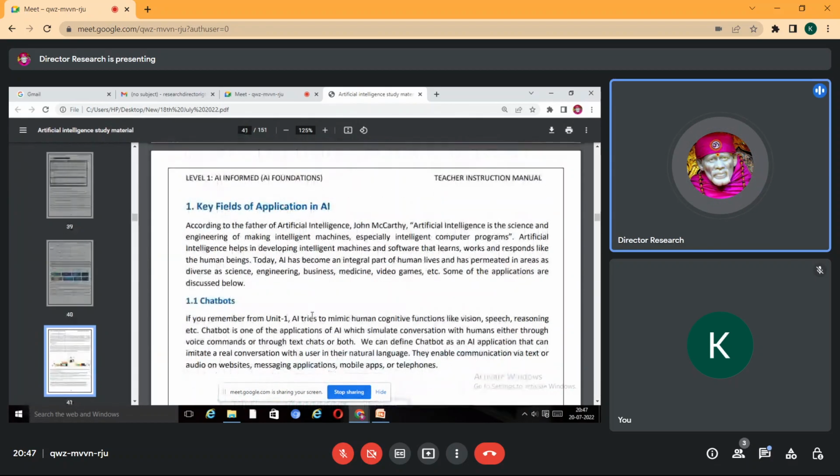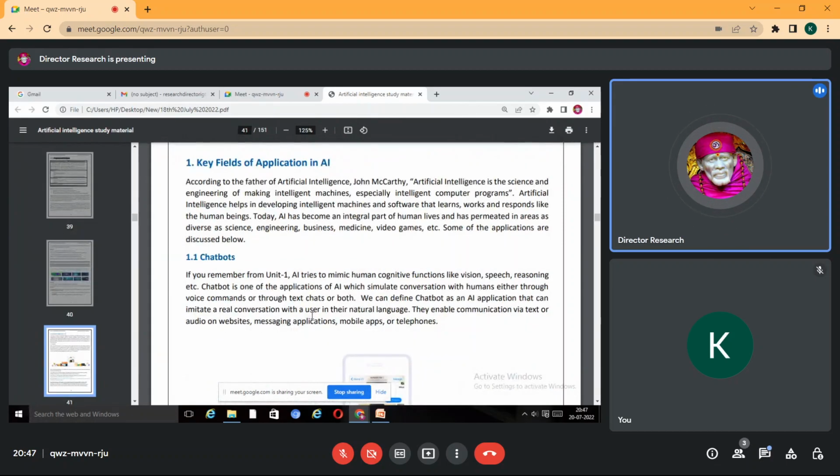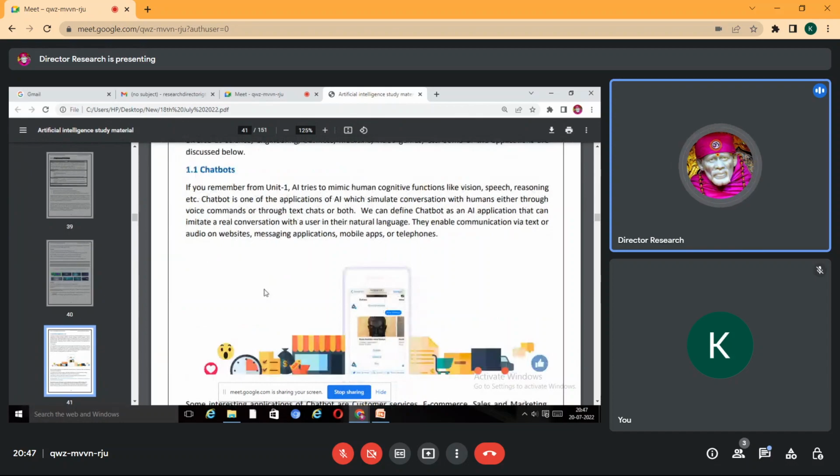These are various activities. Key fields in applications of AI. One is chatbots. If you remember, AI tries to mimic human cognitive functions. This is very important to our course, like vision, speech, reasoning, etc. A chatbot is one of the applications of AI which simulates conversation with humans.